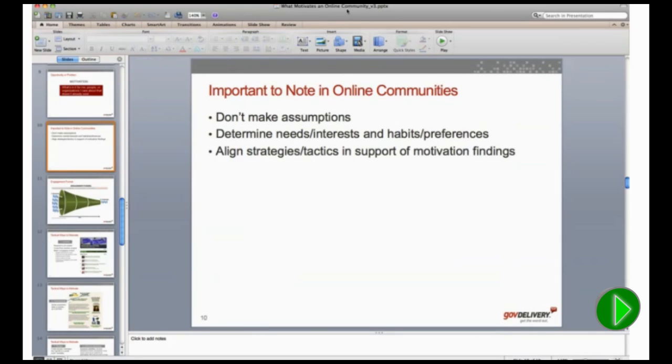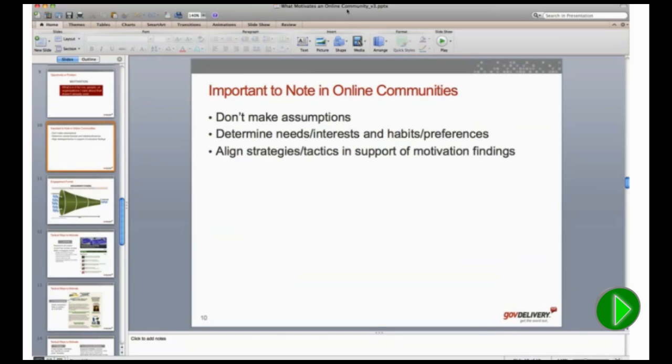There's a couple things that we want you to keep in mind. The first one is don't make assumptions. Assumptions are really not going to serve you any purpose. Even though you feel really strongly about it or you've got an inclination that you might be right, it's really important to understand what people need, what their interests are, what their habits are, and what their preferences are.